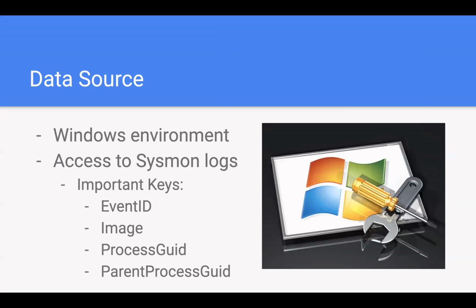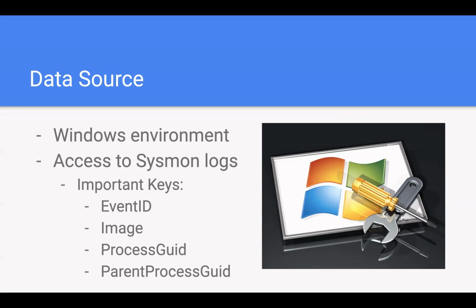In order to validate or invalidate a hypothesis, you need some sort of data source from your machines. So we're assuming that this is a Windows environment, that we've collected logs from one or several Windows machines, and that we have access to those Sysmon logs from those Windows machines. In this demonstration, we'll be using a lot of concepts from Sysmon logs. If you're not familiar with Sysmon logs, I'll do my best to explain what the different keys are in those logs. There are 4 keys here that we're going to use several times.